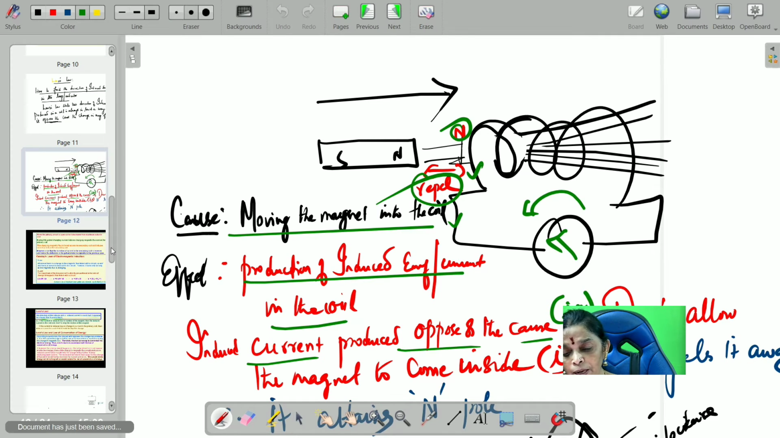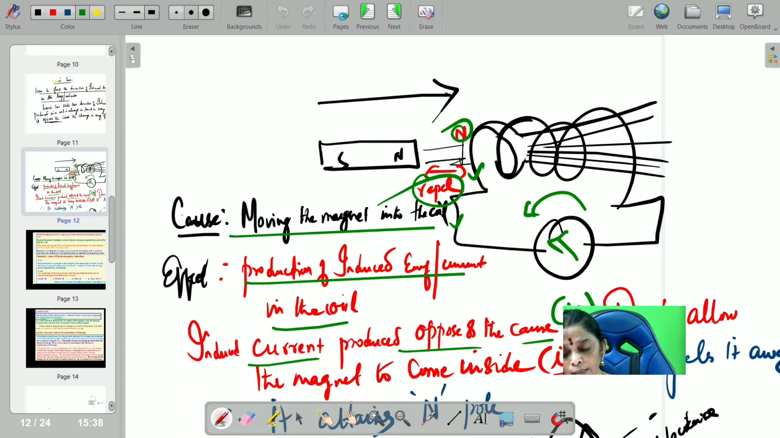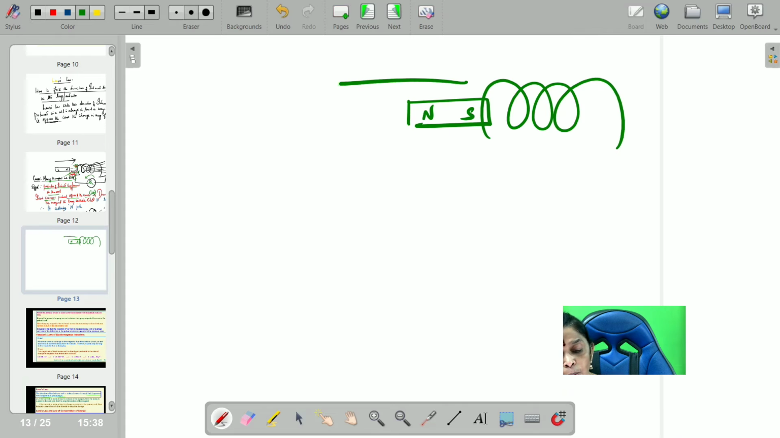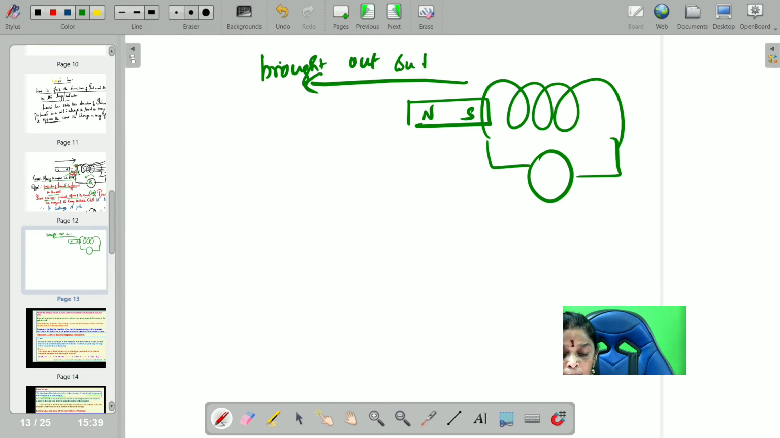So one more example, let me just give you. See here, this is the coil. I'm going to bring in the south pole and take it away. What is the deflection of the galvanometer? I'm bringing this magnet out suddenly. When you are bringing it out suddenly, what happens? The coil has the tendency to oppose.